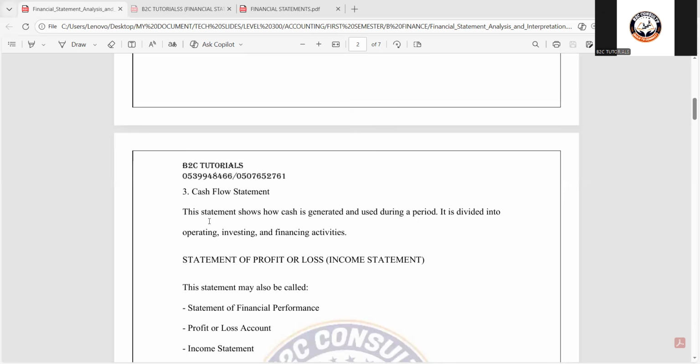Now, once you receive a return on your investment and then you also pay money to invest, these would form part of your investing activities.